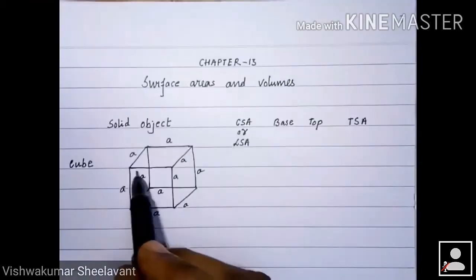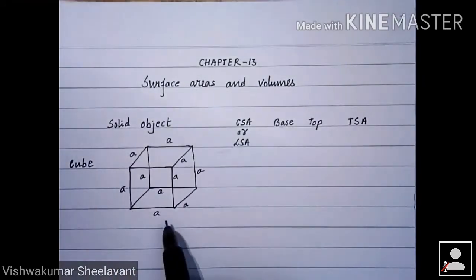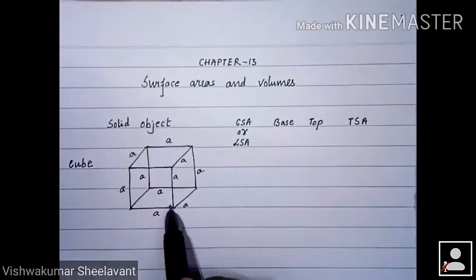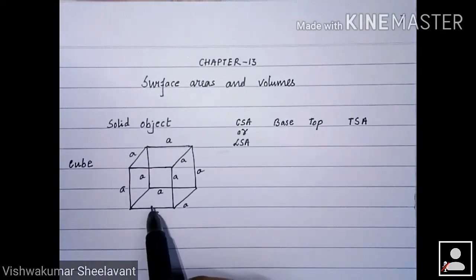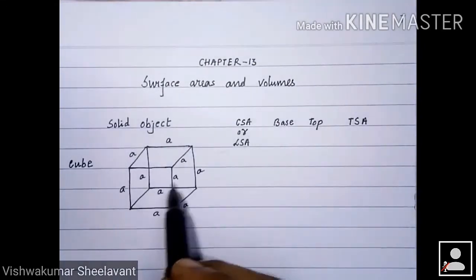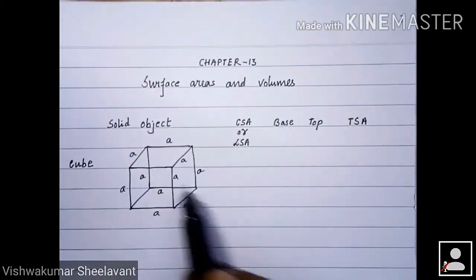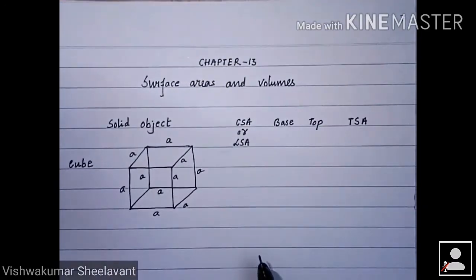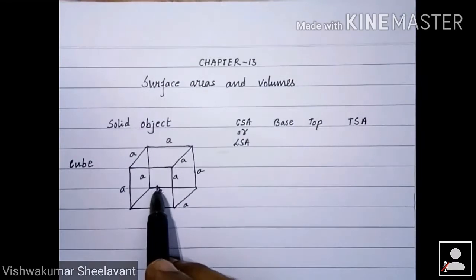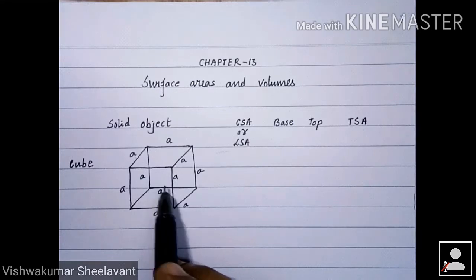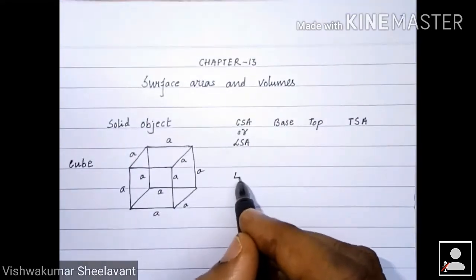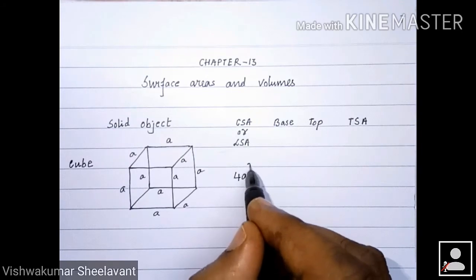Here, since all the edge lengths are equal, each wall is like a square, and all around we are having 4 squares. Area of one square is a square. Therefore, area of 4 squares will be equal to 4 into a square. So you get here 4a square.